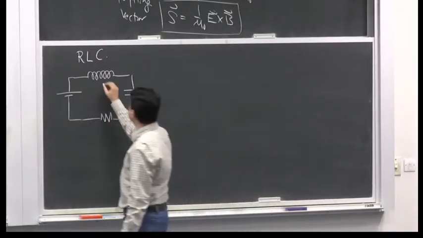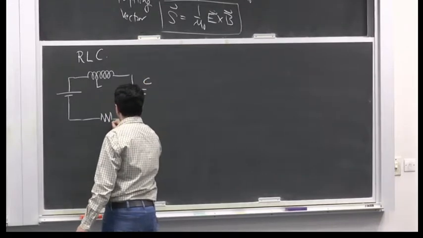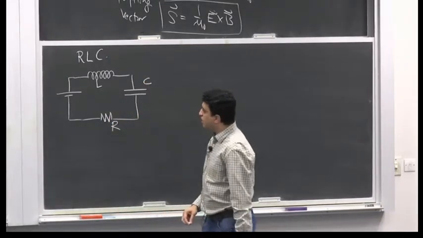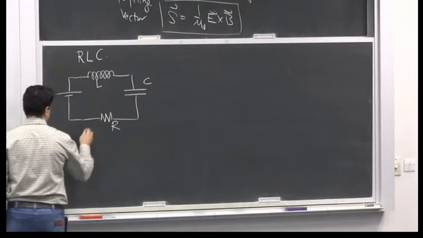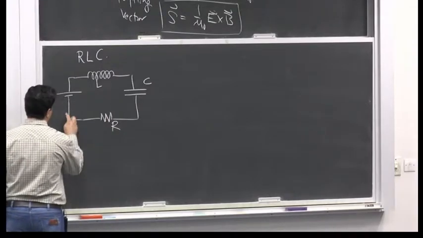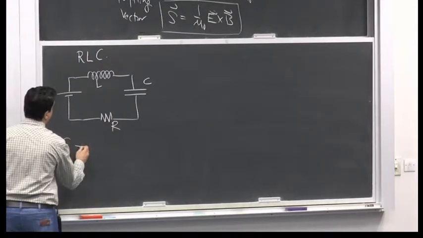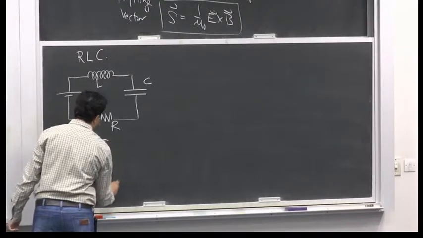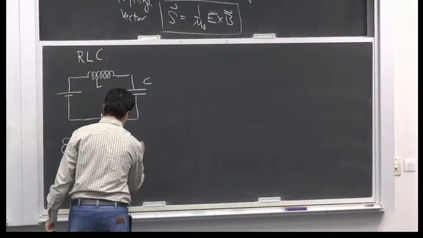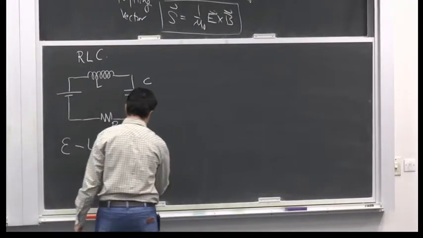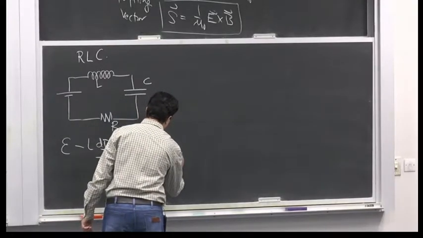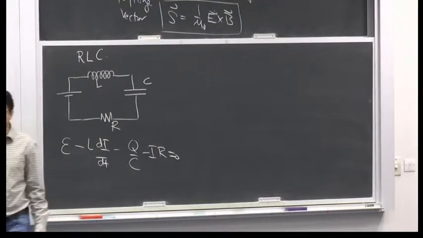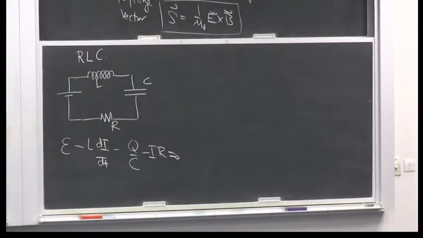This is your RLC circuit: L, C, and this is a resistor. Write the loop equation now. So if you write the loop equation, E minus L dI/dt minus Q/C minus IR. So you have an extra term here which corresponds to the resistor.